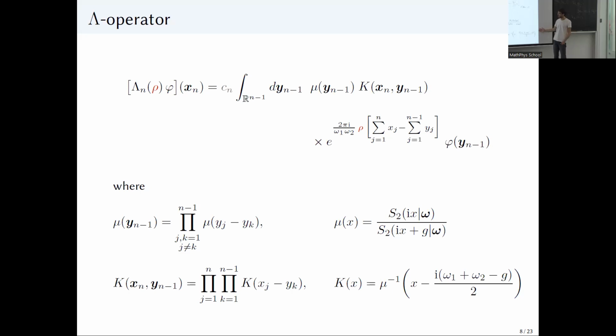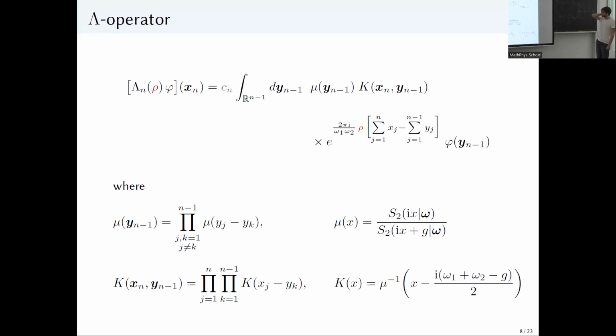And in turn, these elementary building blocks are just some ratios of these double sine functions. So the main point of this page is that everything can be constructed as some products of the double sine functions. And the second important point is that, as you can see, this mu function, for example, depends on all of the parameters of the model. So it depends on the omega 1 and omega 2 parameters, and it also depends on the coupling constant g. So it will be important later, and similarly for the k function.